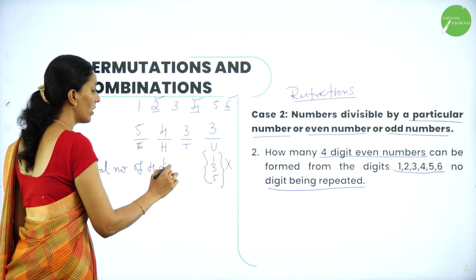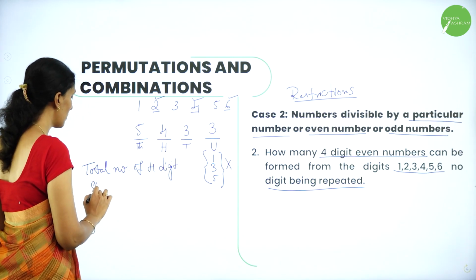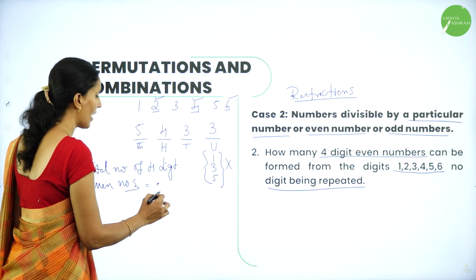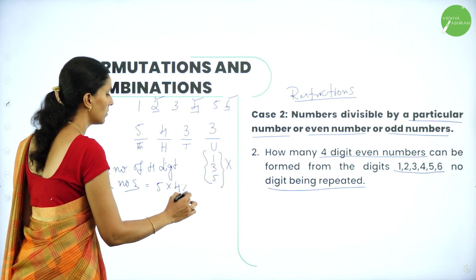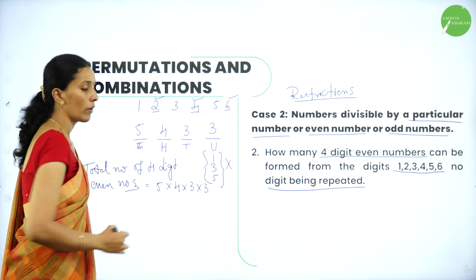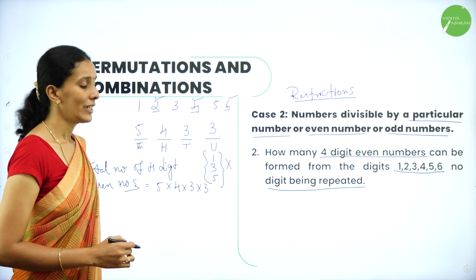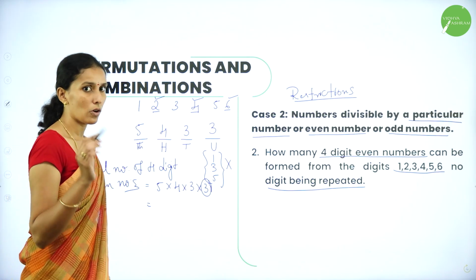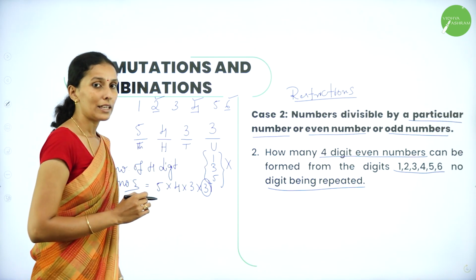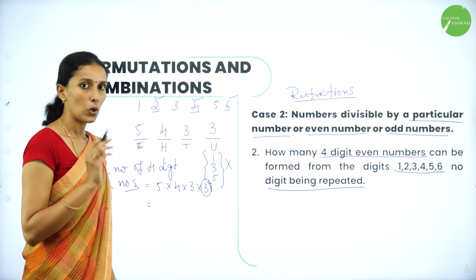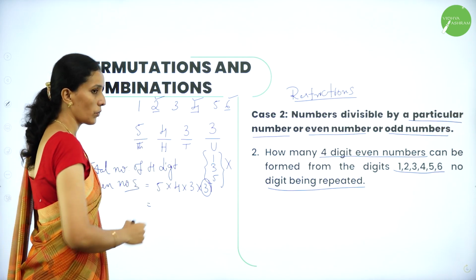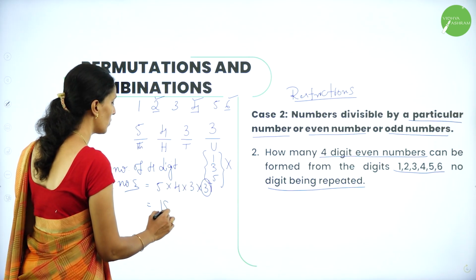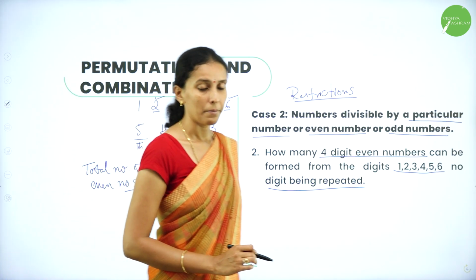4-digit numbers, not only numbers, 4-digit even numbers. So what is that? 5 into 4 into 3 into 3. Remember, why 3 in here? Because since we are supposed to form even numbers, the units place has only 3 choices. So 5 4s are 20, 20 3s are 60, 60 3s are 180. So 180 4-digit numbers can be formed.